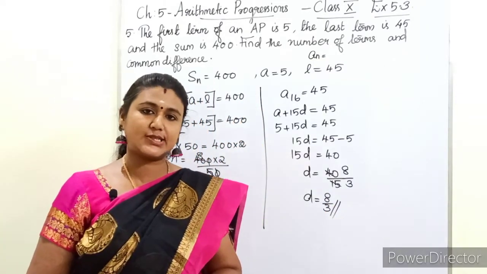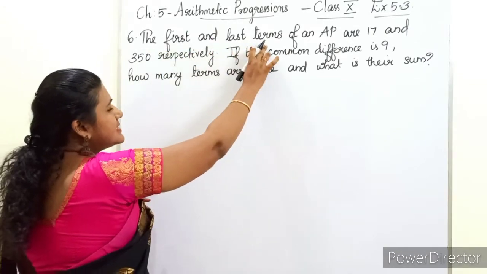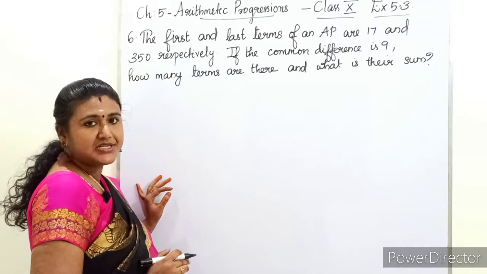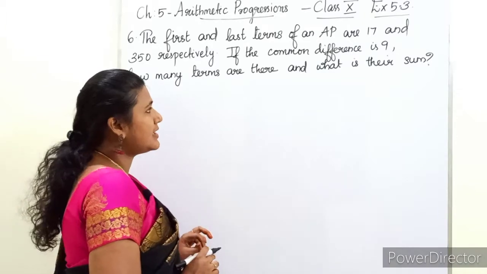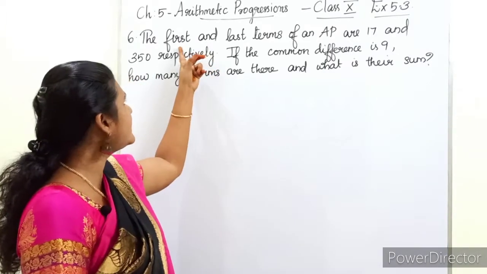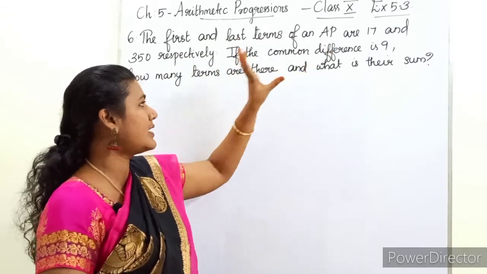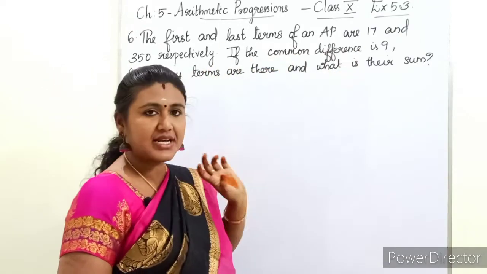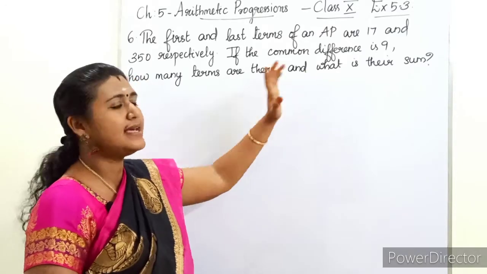Now we will see the next question. Question number 6: the first and the last terms of an AP are 17 and 350 respectively. If the common difference is 9, how many terms are there and what is their sum? In this question, the first term and the last term are given, that is, A and L values: 17 and 350, and the common difference is given as 9. Then we have to find the value of n and Sn.